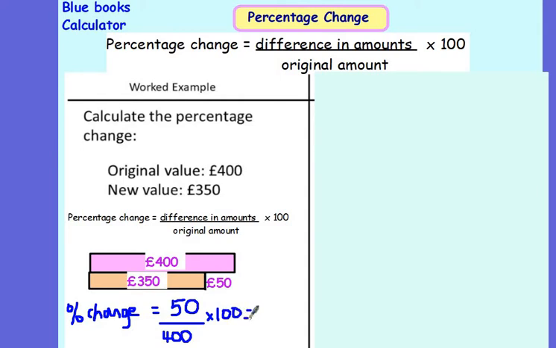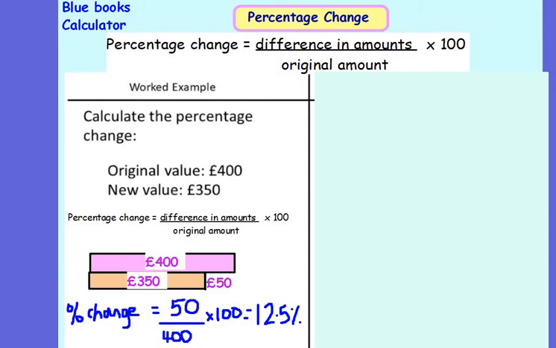Grab your calculators for me, Year 7. 50 divided by 400 times by 100 gives me 12.5%. So the percentage change is 12.5%. It's decreased by 12.5%. Over to you, Year 7.